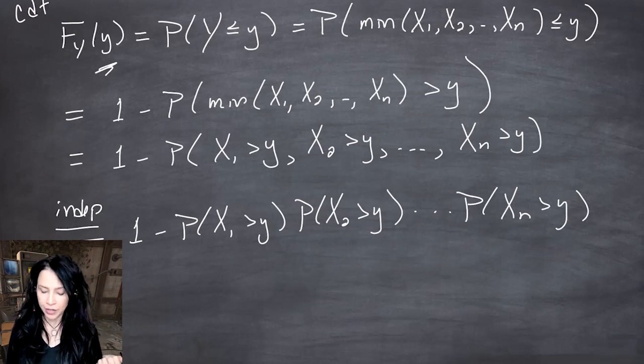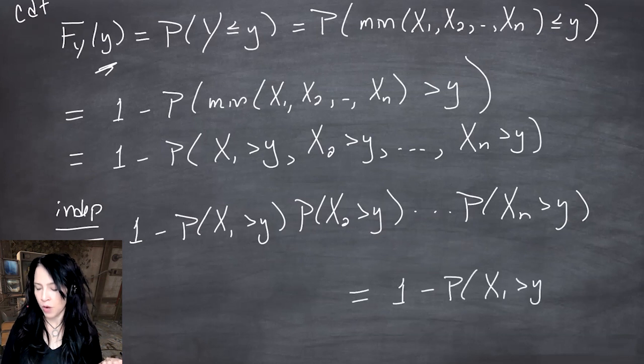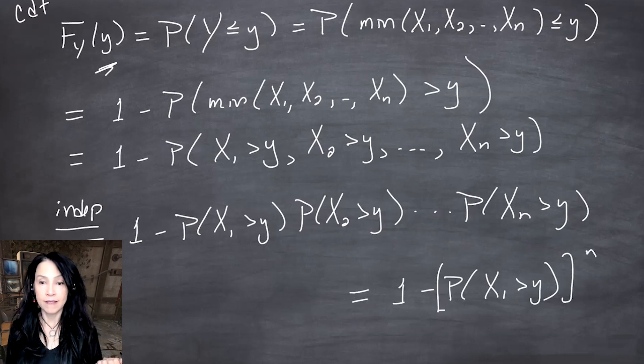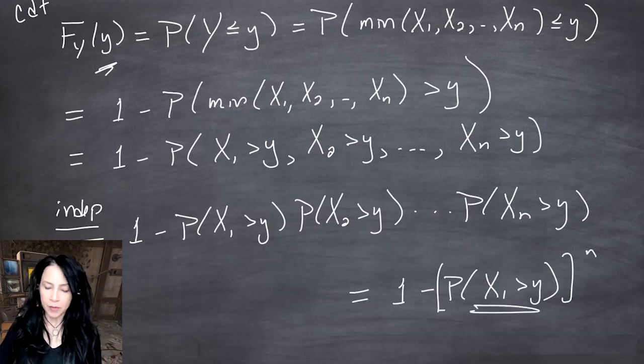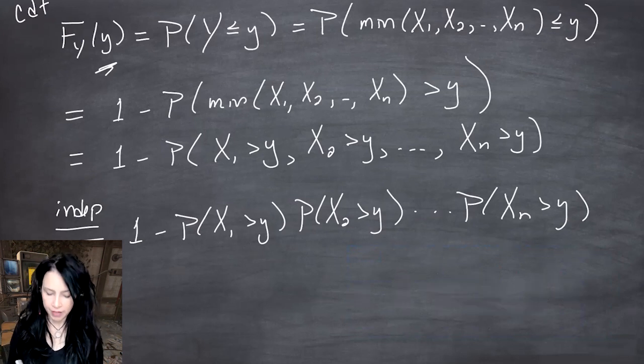One thing I could do here is, I'm not going to do it, but I could rewrite this as 1 minus the probability that x1 is greater than y, to the nth power. And then I need that quantity. But rather than doing that, I will just write out what we have.